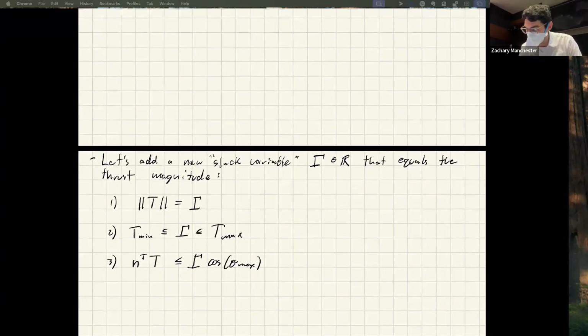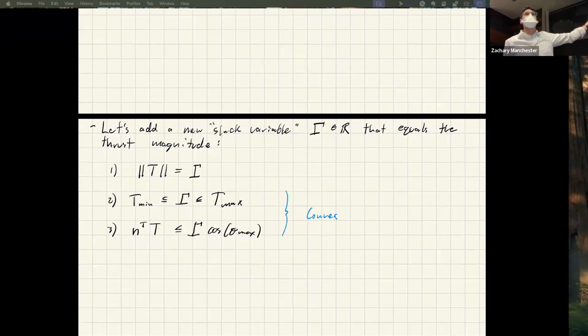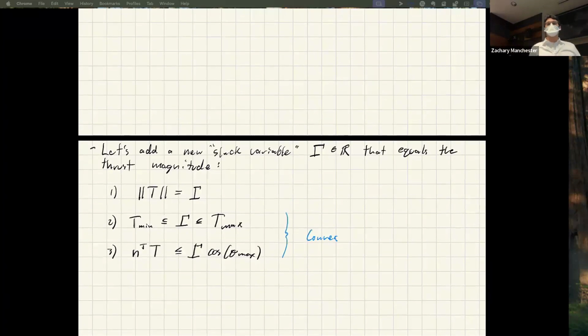So let's take a look at this. These two were convex. They're still convex. That's all good. So number two is just a linear inequality. That's completely fine. The third one is a cone. It was a cone before. It's fine. What about the first one now? What's that one look like?